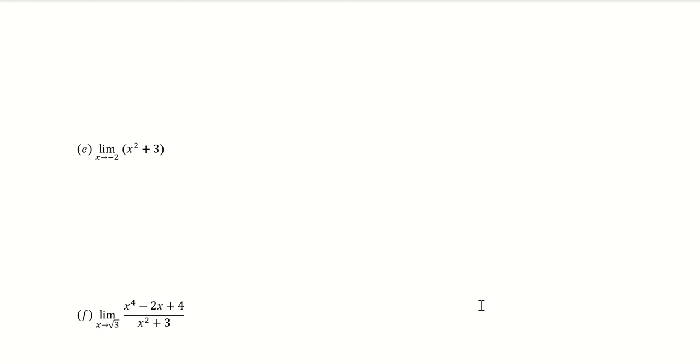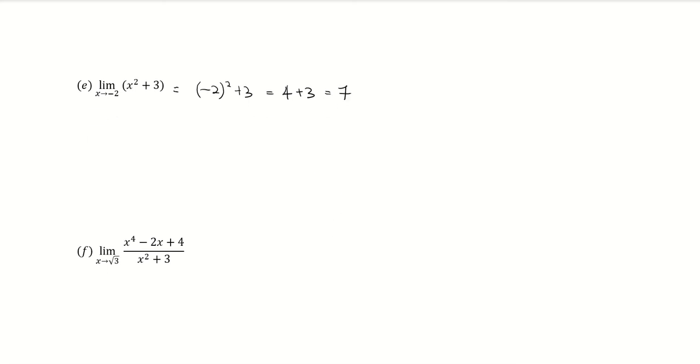We have two more questions, so you can pause the video and try by yourself, and then continue. Part e: the limit as x approaches negative 2 of x squared plus 3. We substitute x equals negative 2, so negative 2 squared plus 3 is 4 plus 3 equals 7. The limit is 7.